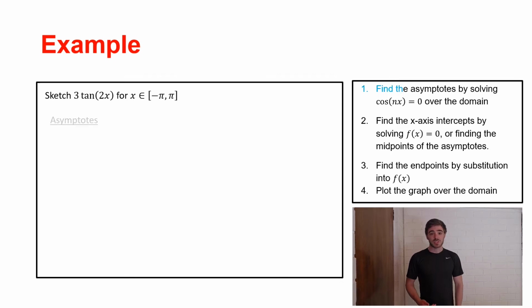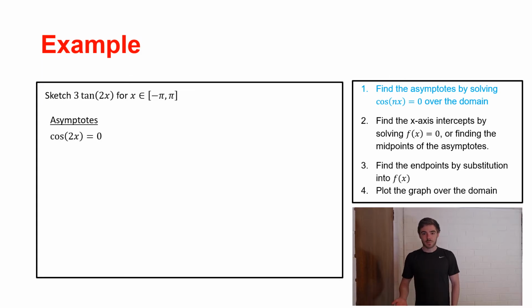Okay, let's try to sketch a graph with just these key features. Well, the first step is going to be to find out where our asymptotes are, and we can always do that by finding where the cosine component is equal to 0. If you like, you can take an additional line of working to convert tan to its equivalent sine divided by cos, but that's only if you want to better see what you're doing. In any case, we're just looking for where cosine of 2x is equal to 0 over that given domain.